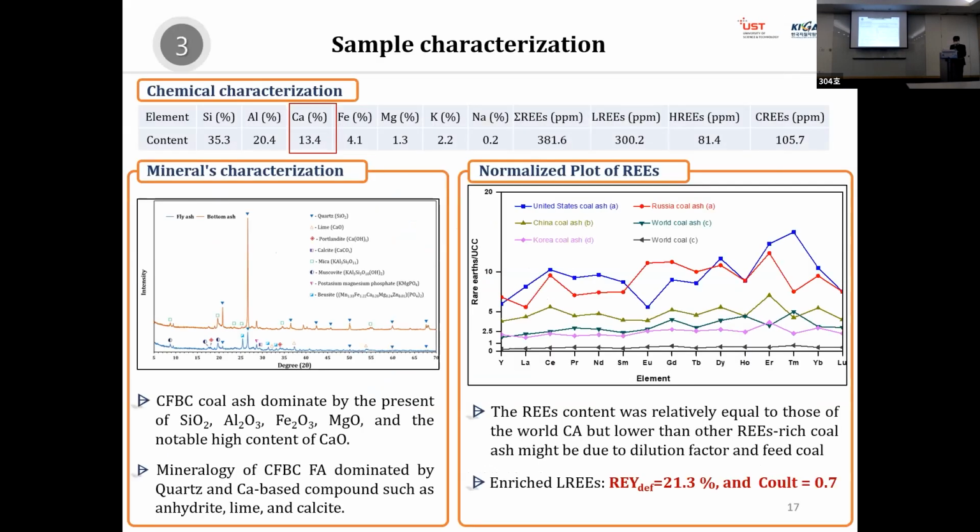So first, about sample characterization. We can easily see that the content of calcium is significant in this sample, and also with high content of silica and alumina. It is also present in the mineral composition with a significant amount of phosphate and calcium-based compounds like calcite, anhydrite, or portlandite. And about the content of rare elements in the sample, the rare element content in this sample is a little bit similar to the average of the world's coal, but it's lower than enriched rare earth coal in the US or in China, where they have a high background of rare earth content.